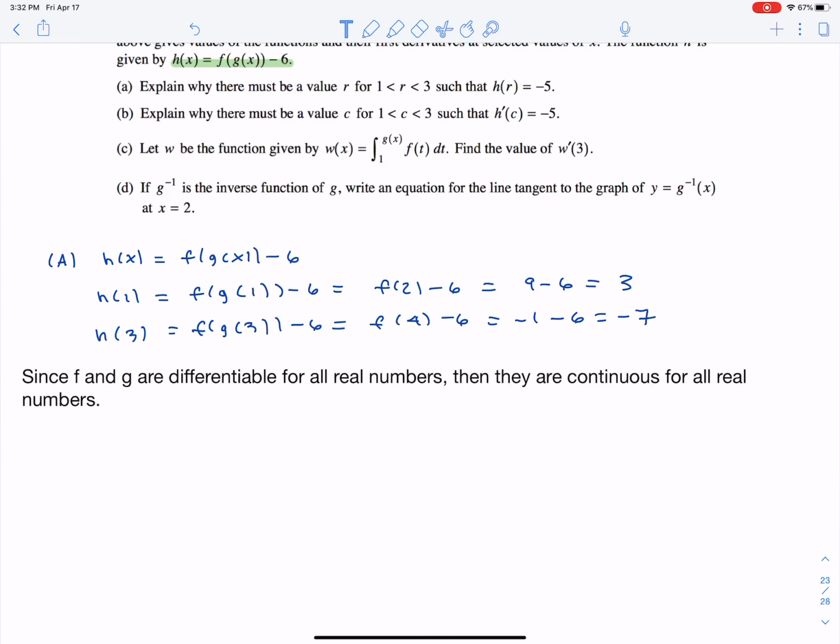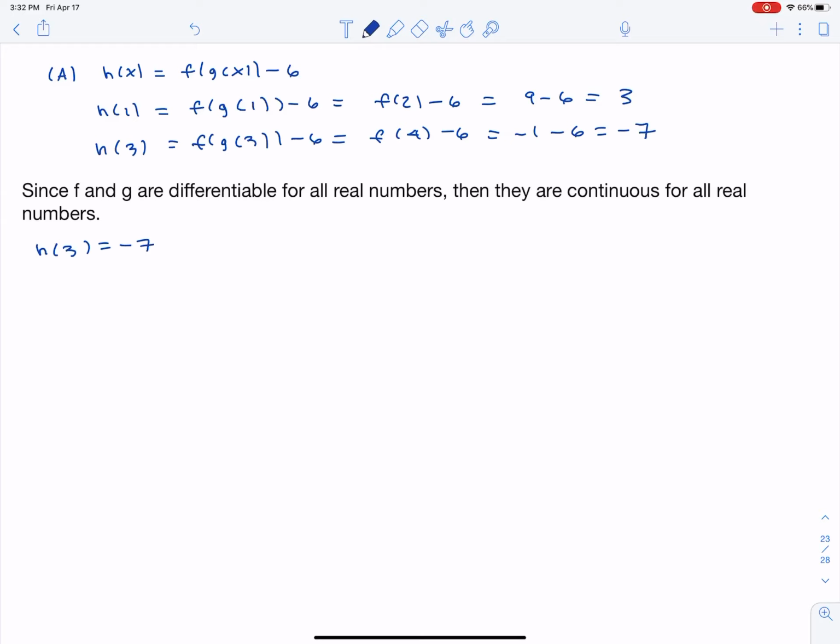Next, I'm going to restate what I said, and that is I'm going to show that negative 5 is in between each one. So I'm going to say h of 3 equals negative 7, which is less than or equal to negative 5, which is less than or equal to h of 1, which equals 3. So I've showed that negative 5 is in between both of those. So now I can finish this up.